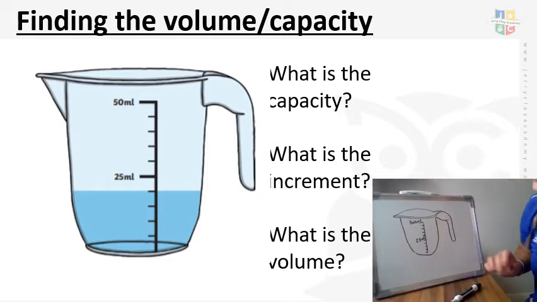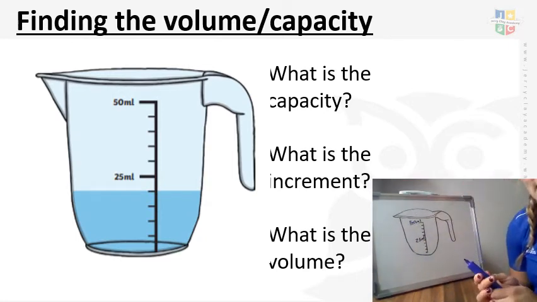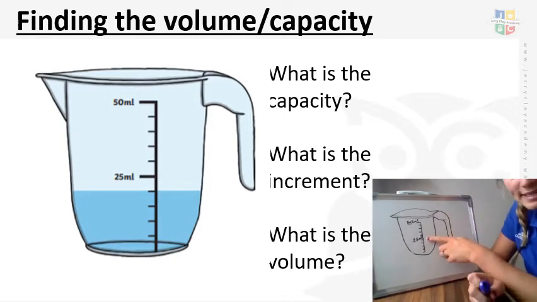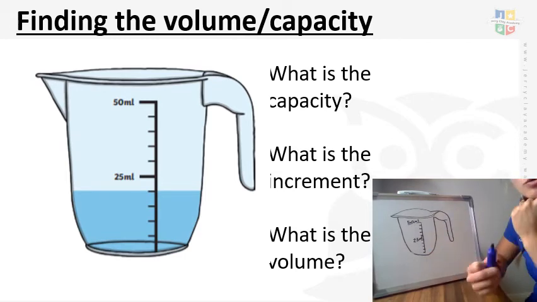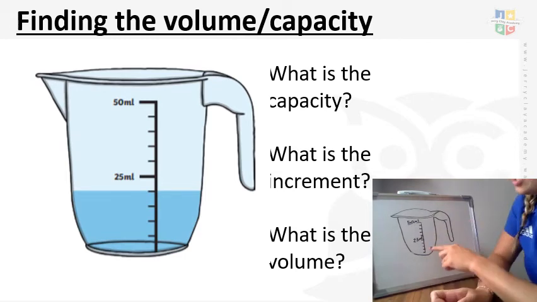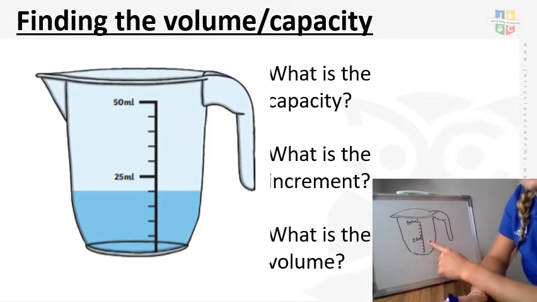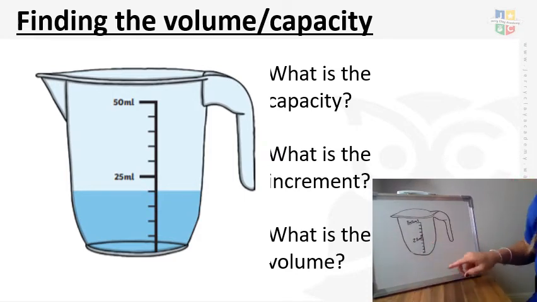So let's have a look. We know that the capacity is the maximum amount, so the capacity would be 50 millilitres. Now, when we're trying to work out the increment, we can see that it's going up in millilitres. So whatever I'm going to count up in has to be in millilitres. I'm going to start from 0, and because it says 25 there, I'm going to start in ones and see if it's going up in ones.